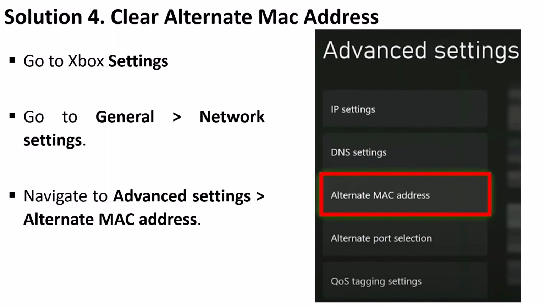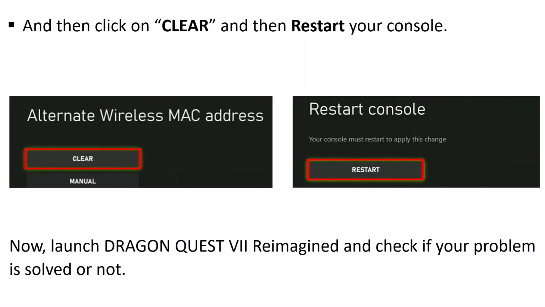Now solution 4 is to clear alternative MAC address. So go to Xbox settings, go to general network settings, navigate to advanced settings, alternate MAC address and then click on clear and then restart your console. And after your console restart, then you can launch the Dragon Quest VII Reimagined game and check if your problem is solved or not.